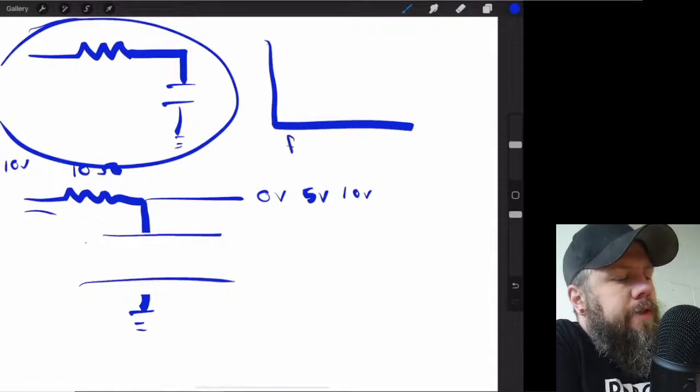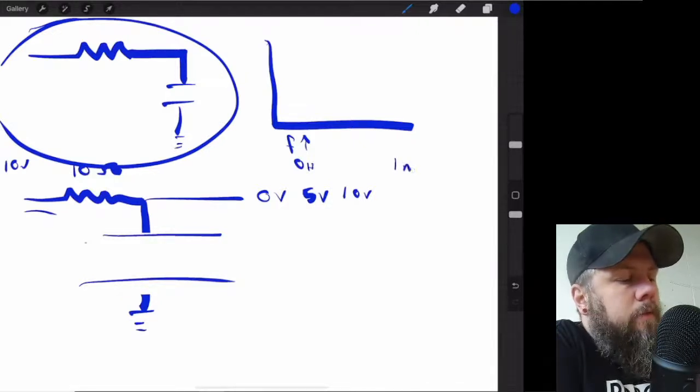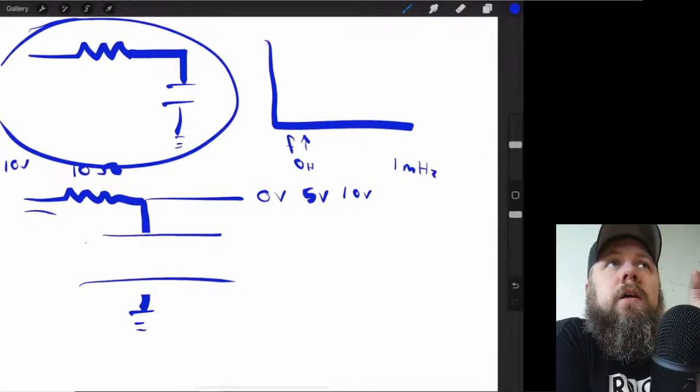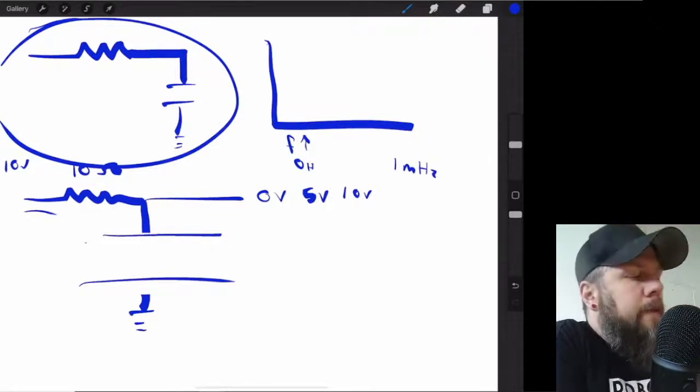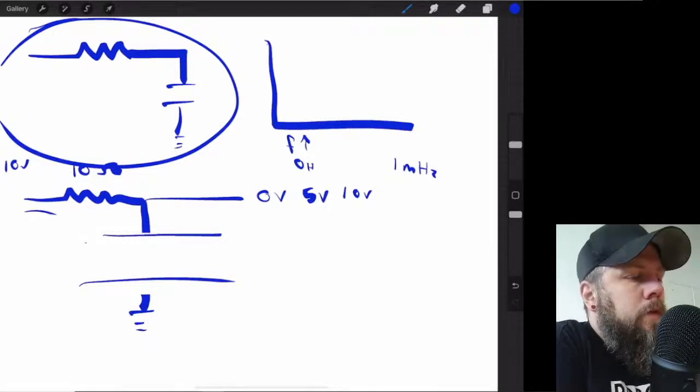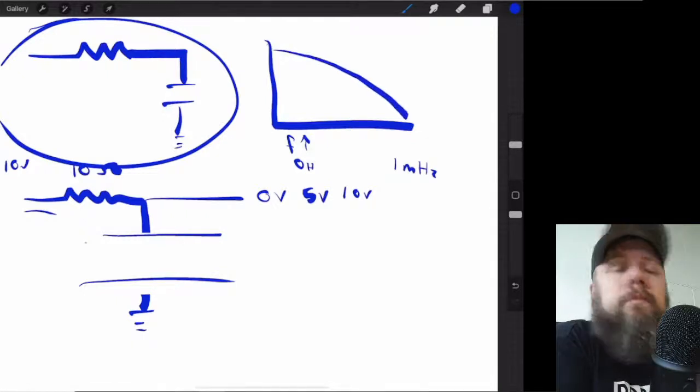As my frequency goes up, so we've got 0 hertz and then let's say a megahertz, okay? As my frequency goes up, what am I getting out of this network? I'm getting less and less out of it, right?